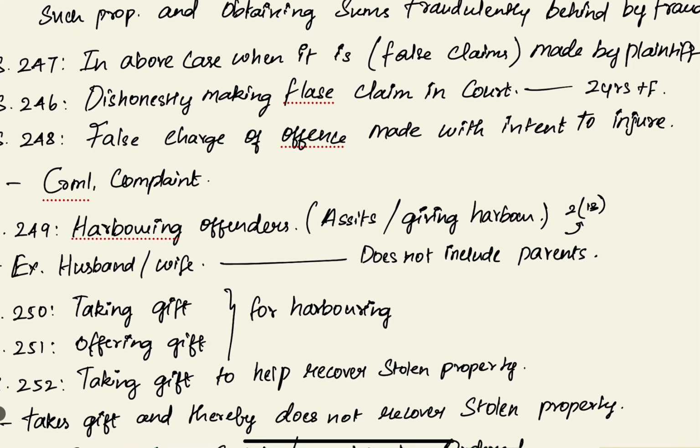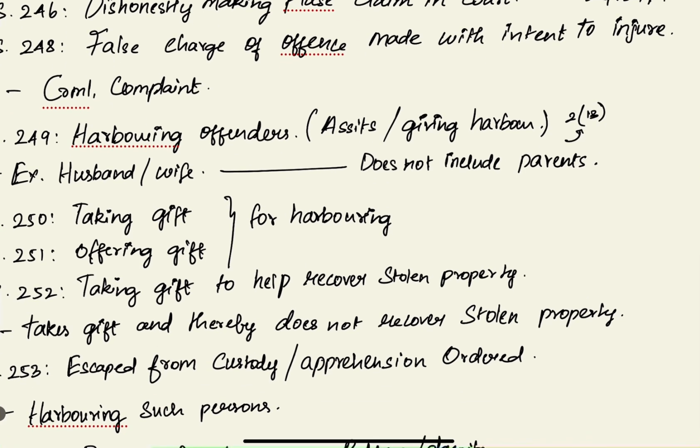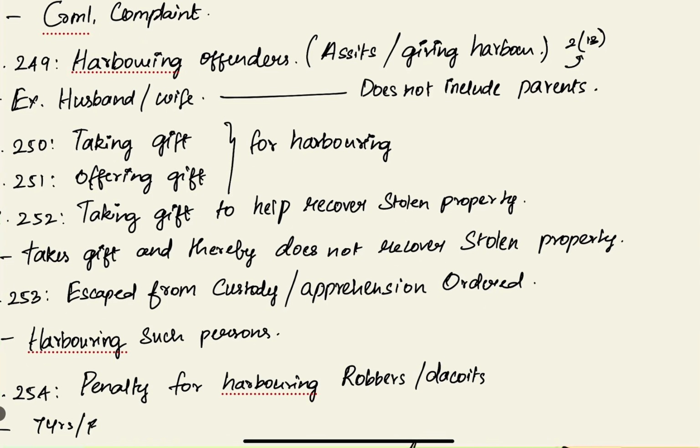And section 248 deals with false charge of offense with intent to injure. When any criminal complaint has been filed charging him for an offense which he has not committed, which is a false charge, and there is an intent to injure such person and makes a false criminal complaint, such person shall be liable under this section. It's a criminal liability.